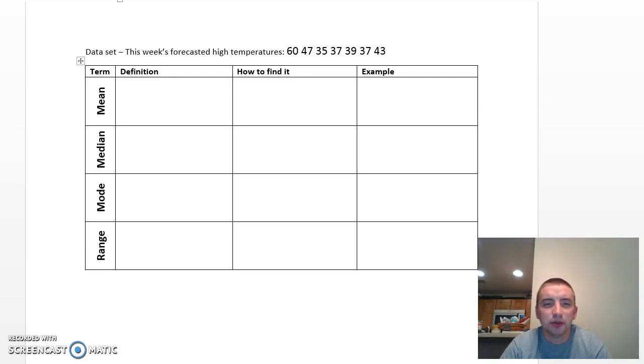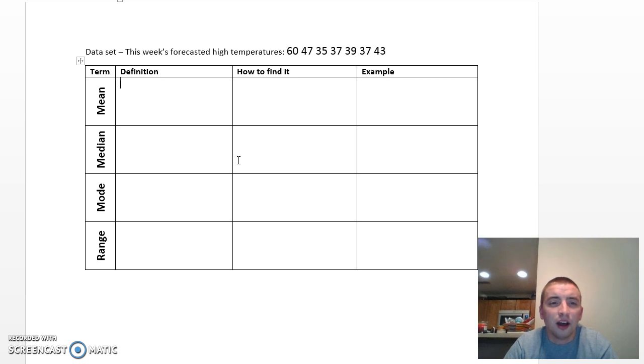Hey Explorers, today we are going to be learning about mean, median, mode, and range. As I fill this out, you are going to be filling it out on your pink sheet that we taped in your notebook. And then you can use this video, the pink sheet, and your white foldable to help you with your practice.